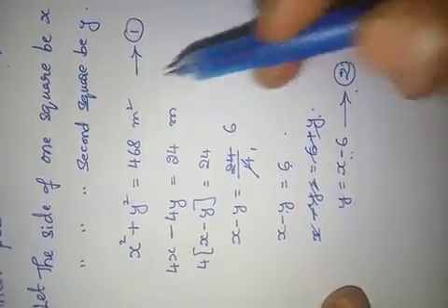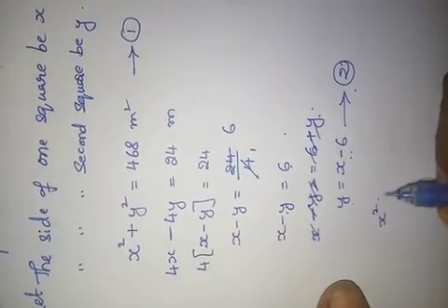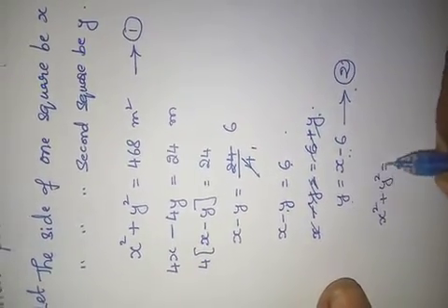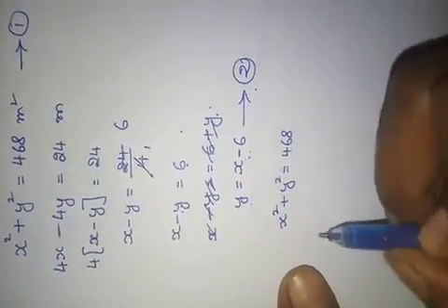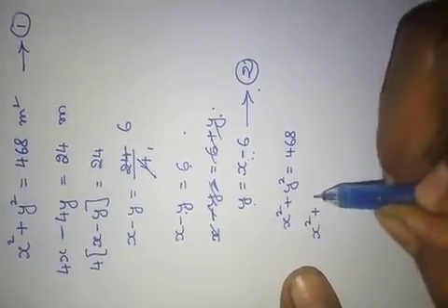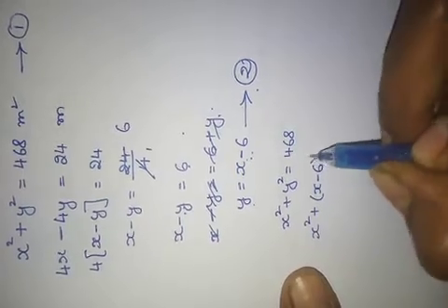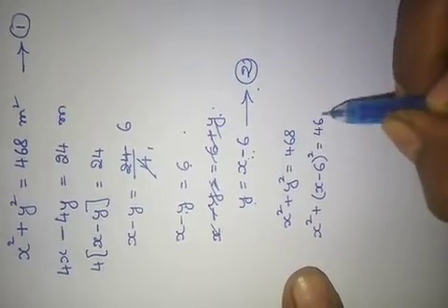Substitute this in equation 1. What is equation 1? x square plus y square equals to 468. Substitute in the place of y, x minus 6. x square plus x minus 6 whole square equals to 468.